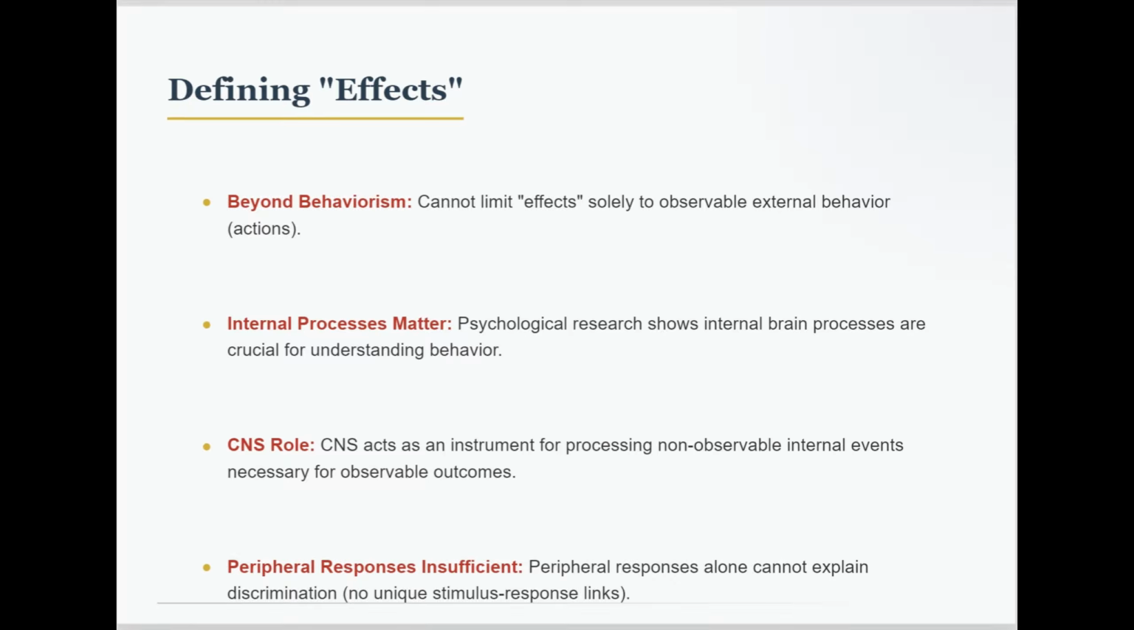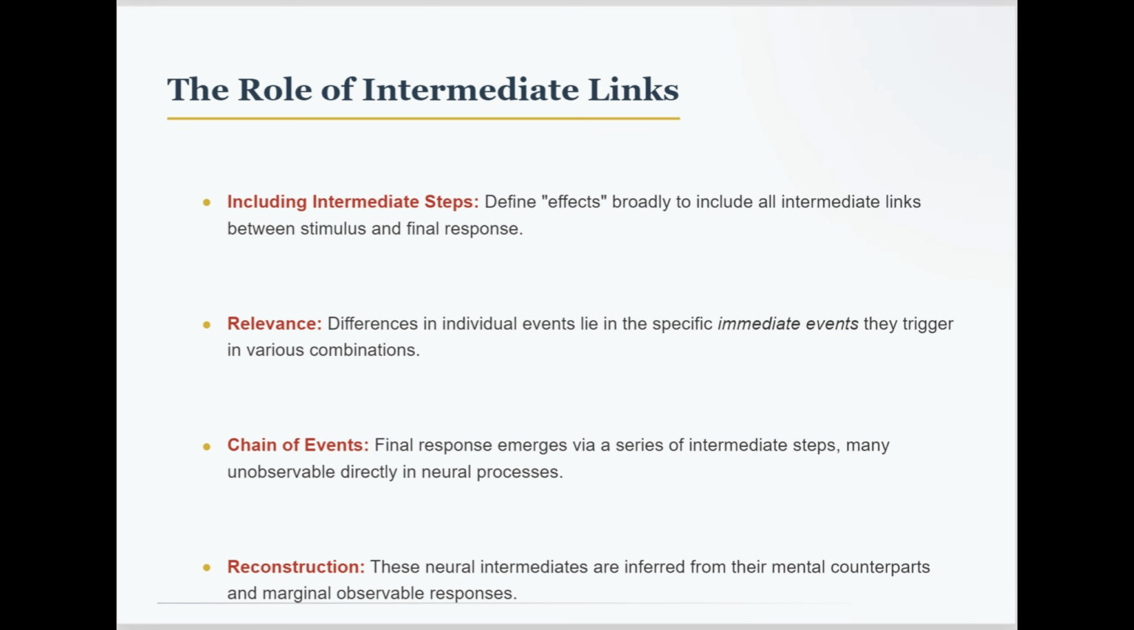The central nervous system is like a sophisticated control panel, running complex internal computations that we can't see directly, but which are absolutely necessary for the observable outcome. Relying only on peripheral responses like muscle twitches won't cut it because there's no one-to-one mapping between stimuli and those responses anyway. The key is to broaden our definition of effect. Let's include everything that happens in the chain from the initial stimulus to the final observable response.